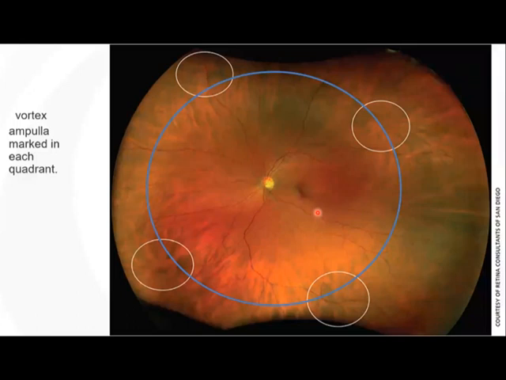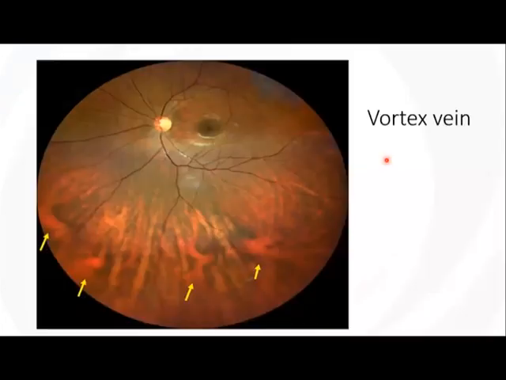These are the pictures of vortex ampullae I included today, and here we can see in this picture the 4 vortex ampullae are marked, and this circle corresponds to the area of the equator, and this arrow is also showing a vortex vein.